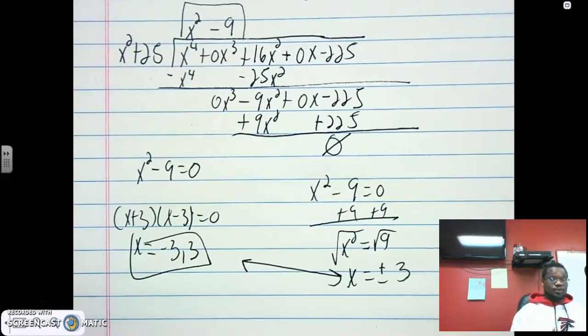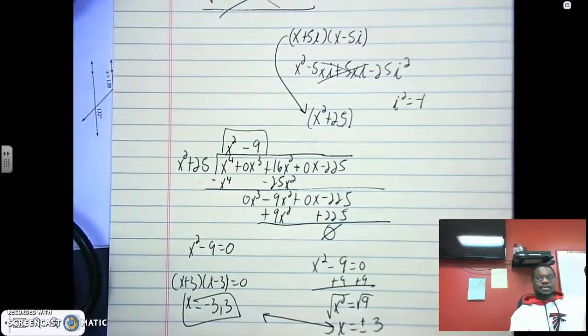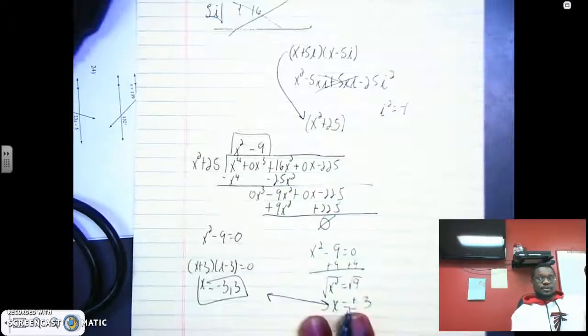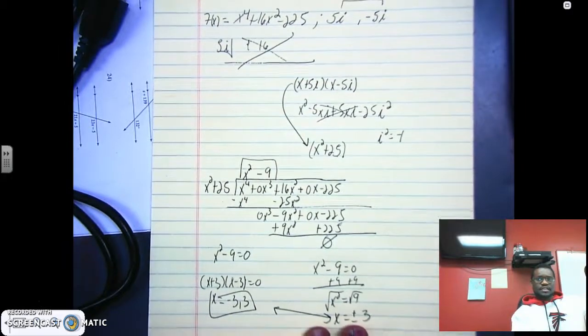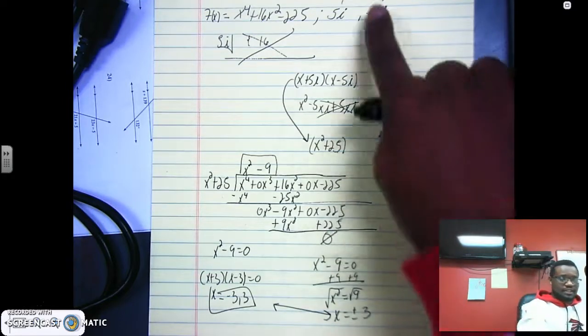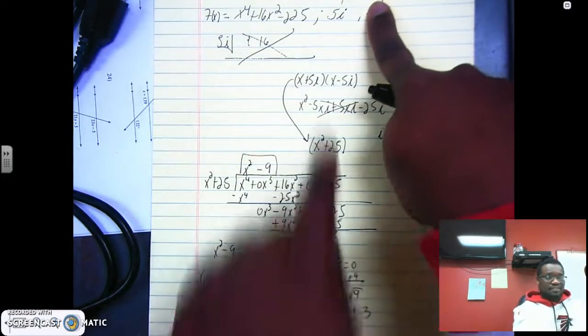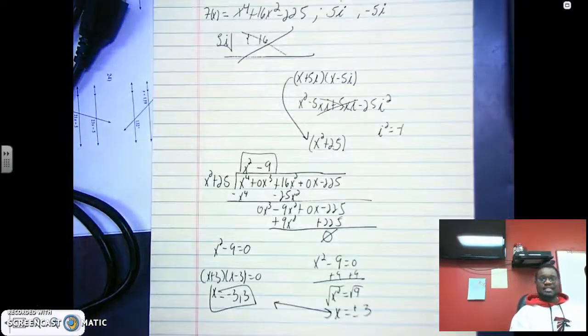See, our goal is to try to make what we have go down to the second power, because we got all kinds of tricks that we could use to solve and factor something that's x to the second power. So let me review real quick what just happened. I was given this problem right here, and I was told that 5i was a 0 here. But 5i is an imaginary number.